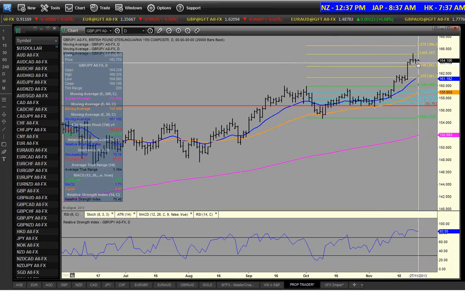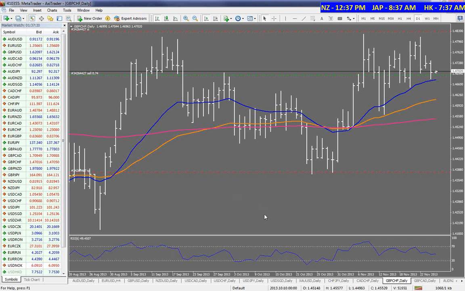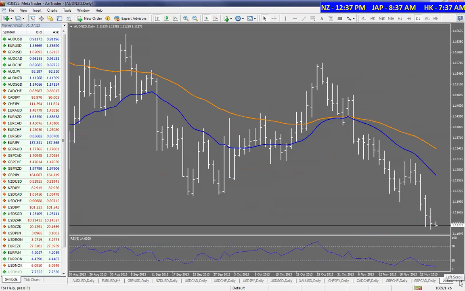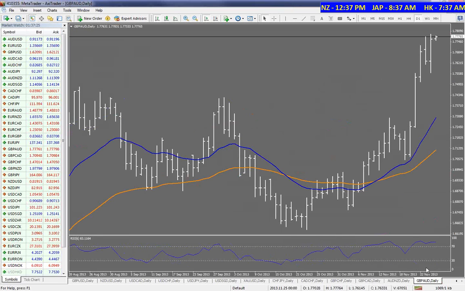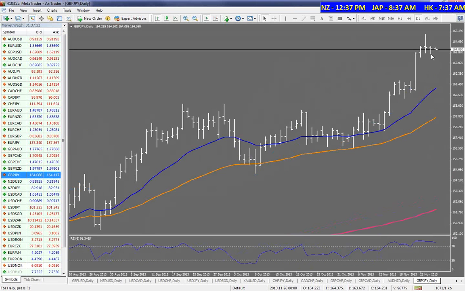So where are we? Our entry would be pound CAD. Yeah, let's change that one. Entry would be 5 pips under that, which is 163.62. There's my lot size calculator.